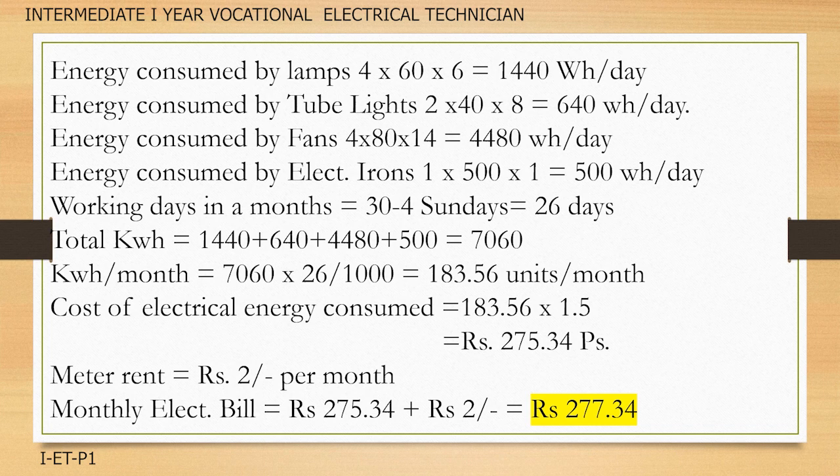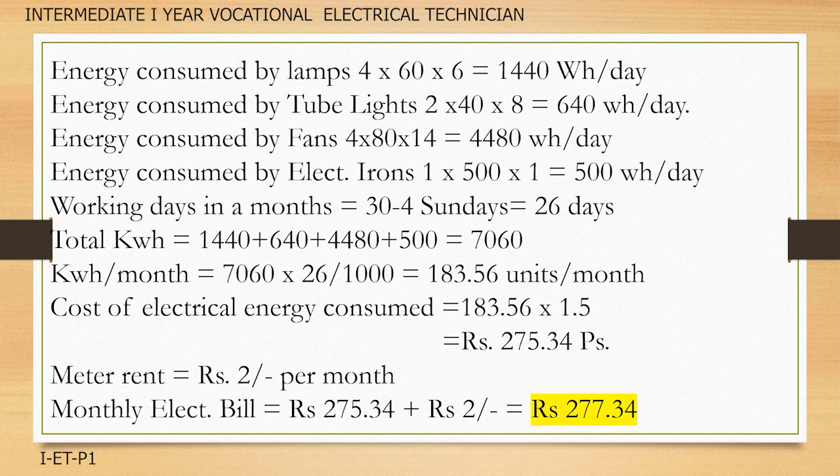So total watt hours per day is equal to 1440 plus 640 plus 4480 plus 500, which is 7060. Then kWh per month is equal to 7060 into 26 by 1000, which equals 183.56 units per month.